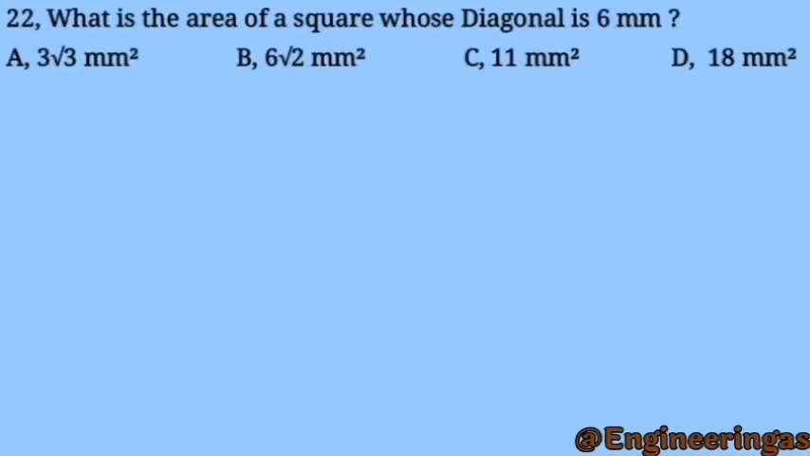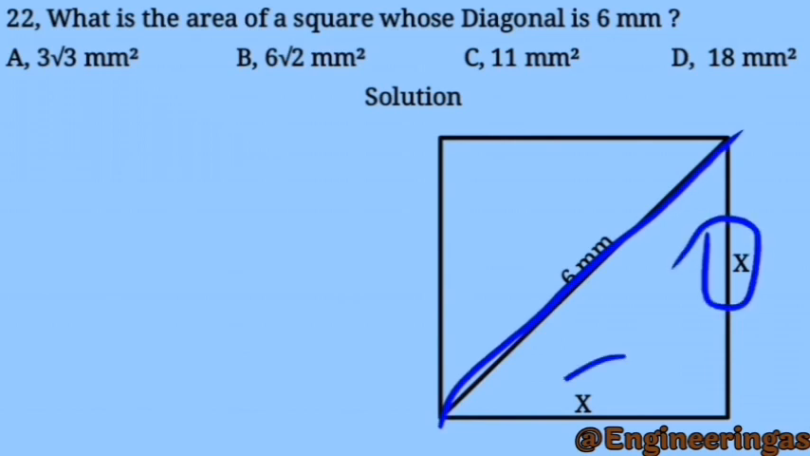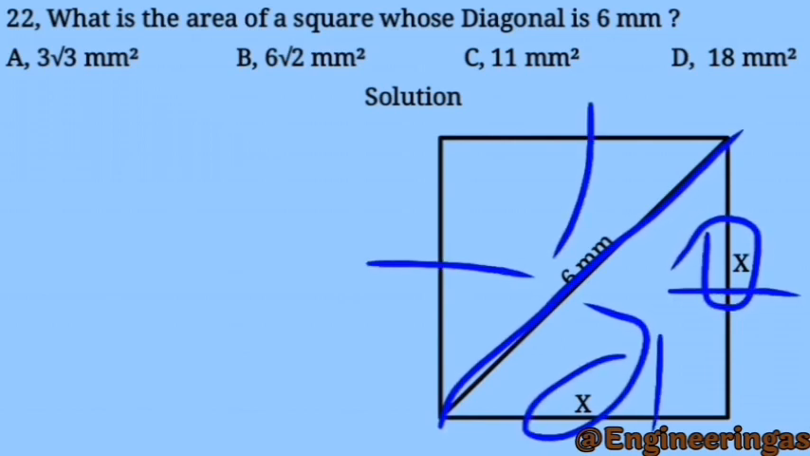Okay, what is the area of a square whose diagonal is 6 millimeter? The area of a square whose diagonal is 6 millimeter. We have a diagonal which is 6 millimeter, and it's a square, and we are asked the area of the square. Okay, here this is an area. This is a diagonal which is 6 millimeter. This is the side of the square x, because it's a square, so all sides are equal.